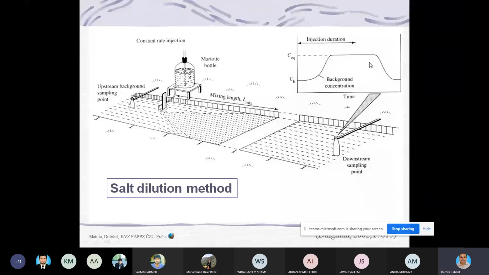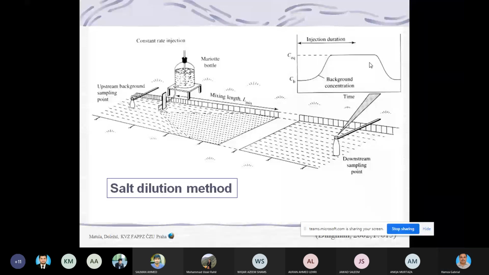So this is the method used for the concentration injection, that you inject the dye solution or the tracer at a concentrate upstream, and you measure the concentration both at the upstream and the downstream side with different time intervals. You plot the curve, and with the help of a formula, you can then find out the discharge.